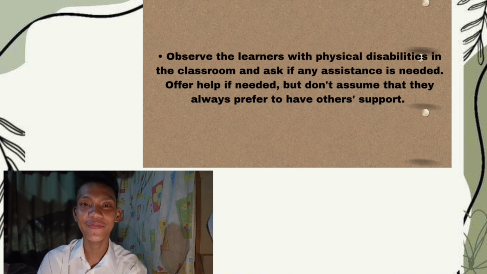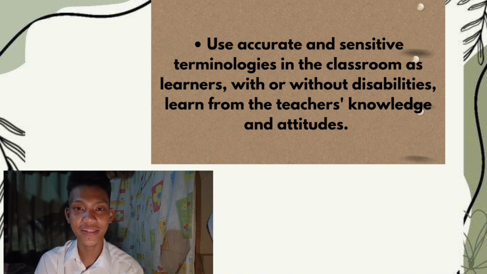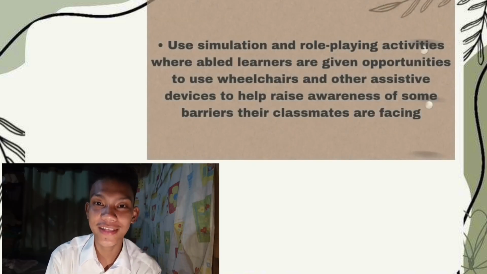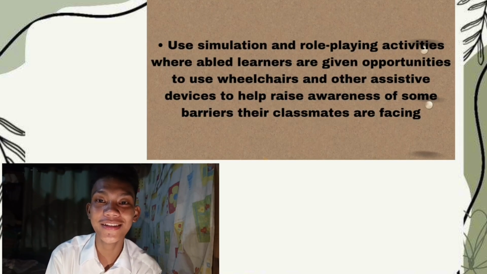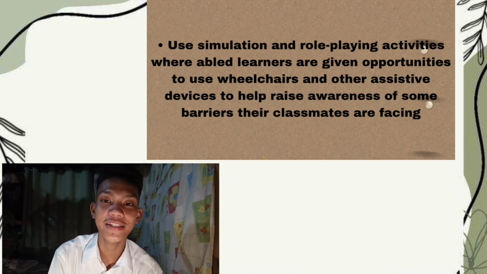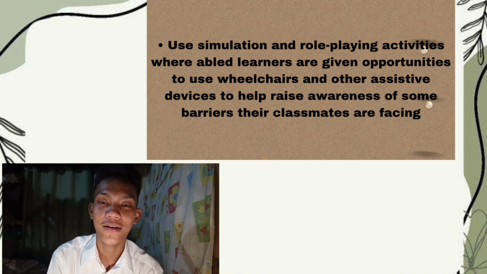Second, we have to use accurate and sensitive terminologies in the classroom, as learners, with or without disabilities, learn from the teachers' knowledge and attitudes. Next, we have to use simulation and role-playing activities where able learners are given opportunities to use wheelchairs and other assistive devices to help raise awareness of some barriers their classmates are facing.